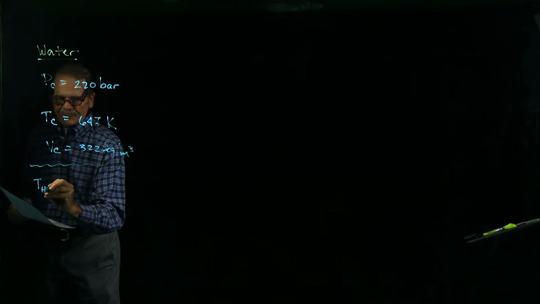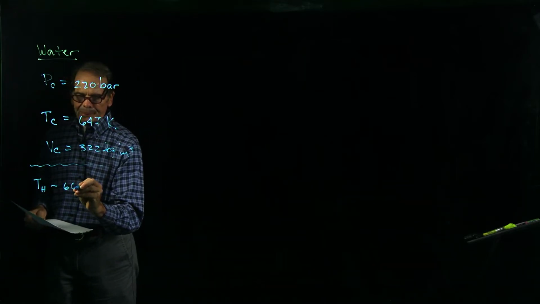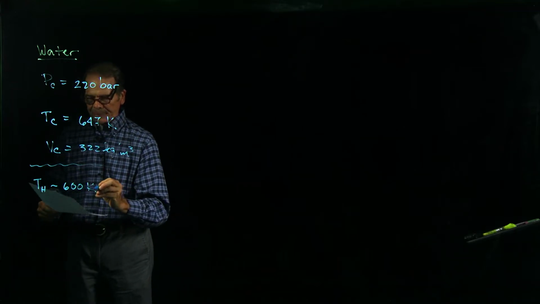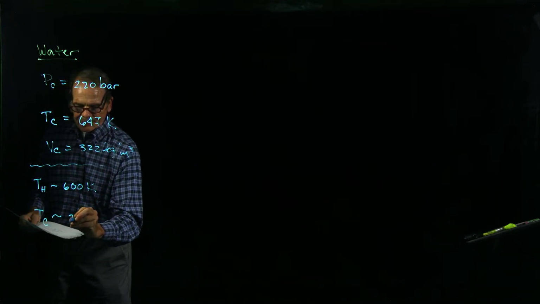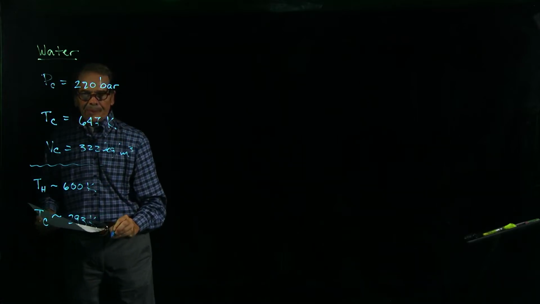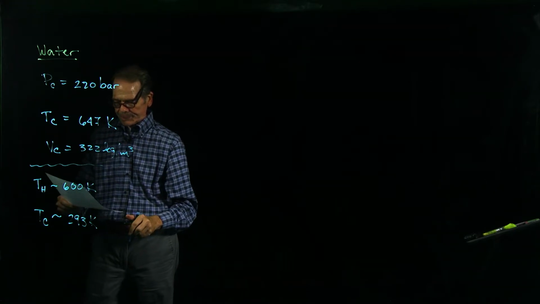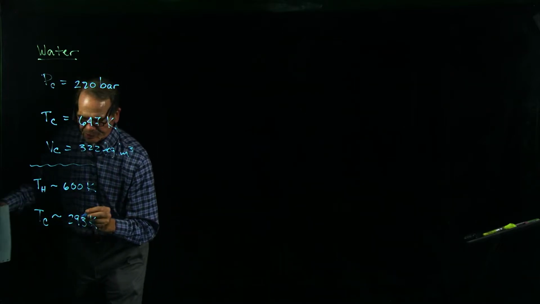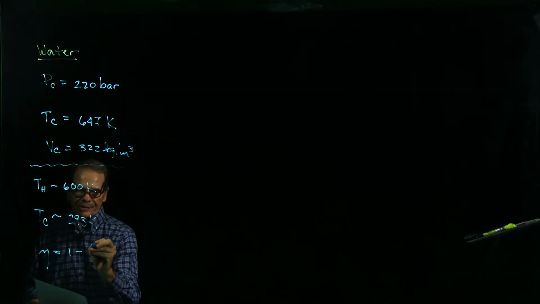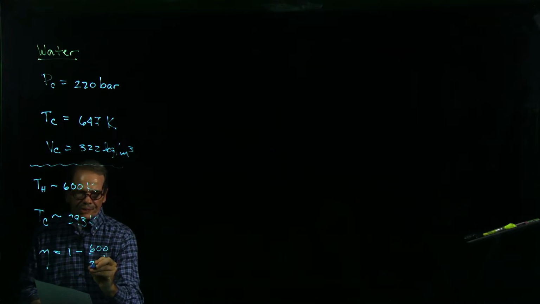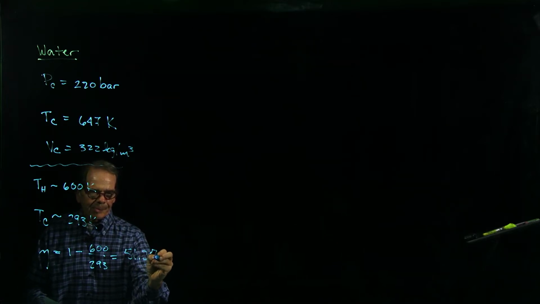A typical set of conditions for a steam power plant might be the temperature of the fluid at the very high end is, let's say, 600 K. Let's just choose that. The temperature at the condenser might be 293 K. So I've made this subcritical because the temperature is not too high. So let's do the thermal efficiency. Thermal efficiency then is 1 minus 293 over 600, which equals 51.2%. Okay.